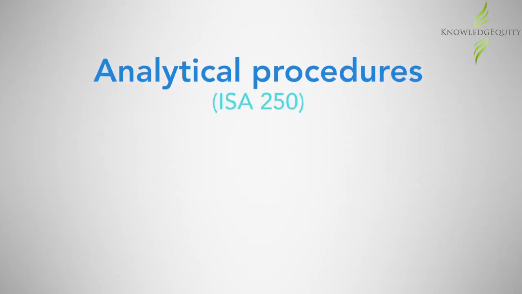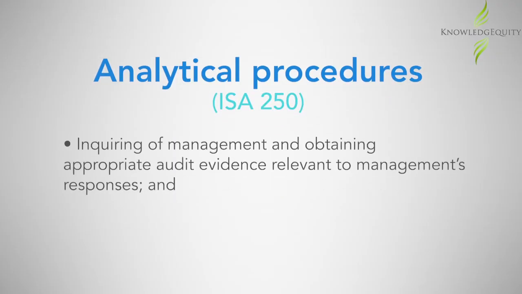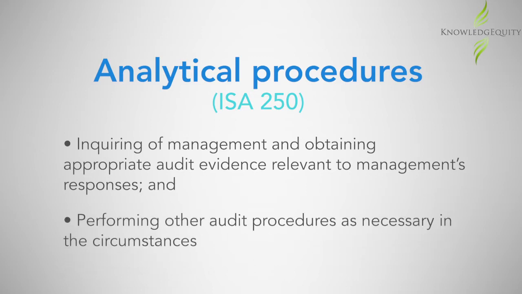ISA 250 on analytical procedures states that the auditor shall investigate inconsistent results by inquiring of management and obtaining appropriate audit evidence relevant to management's responses, and performing other audit procedures as necessary in the circumstances.